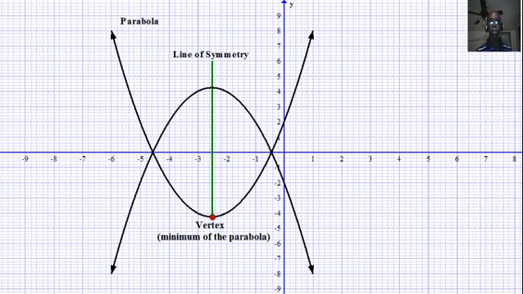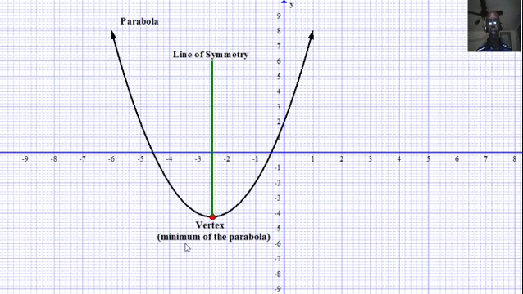On the parabola, we have what is called the vertex. The vertex is the highest or lowest point on the graph. Or, sometimes we say this is the minimum or maximum of the parabola. We also sometimes refer to this as the turning point. This is the point where the graph changes from decreasing to increasing, or vice versa. Decreasing will be going down, and increasing will be going up.